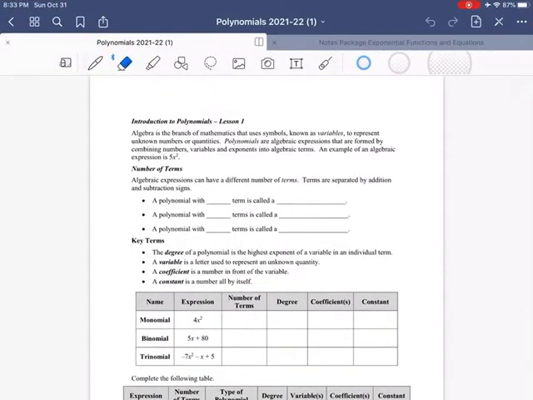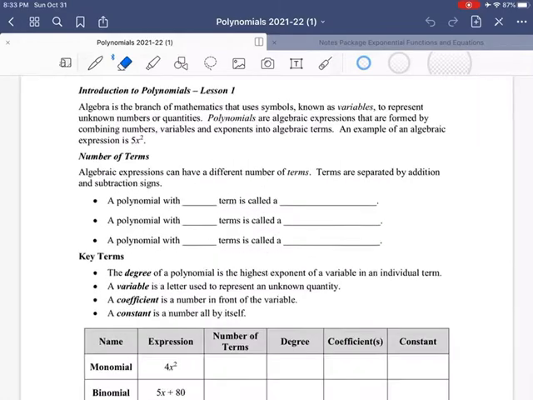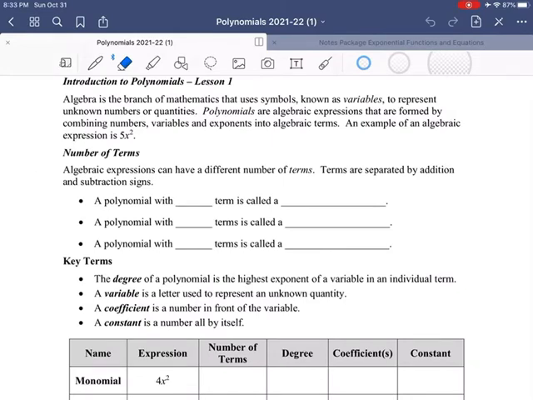Hey folks, this is Polynomials Lesson 1, Introduction to Polynomials. So algebra is a branch of mathematics that uses symbols known as variables to represent numbers or quantities. Polynomials are algebraic expressions that are formed by combining numbers, variables, and exponents into algebraic terms. An example of an algebraic expression is 5x squared.